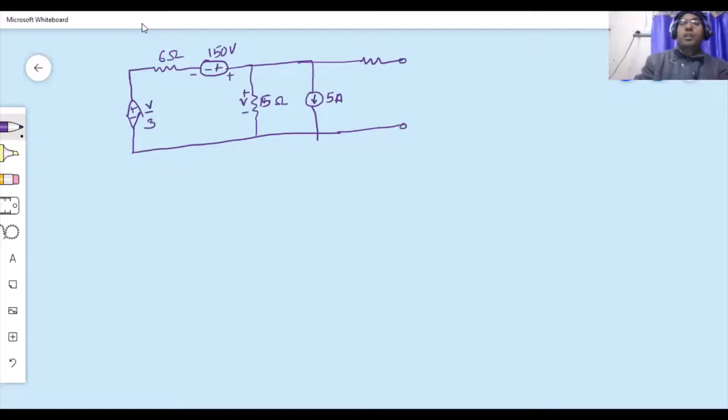Okay. So this is the circuit of that problem. In this, first we have to calculate the Thevenin equivalent of the circuit. That is, we have to determine VTH and RTH. What is VTH and what is RTH? The first part.